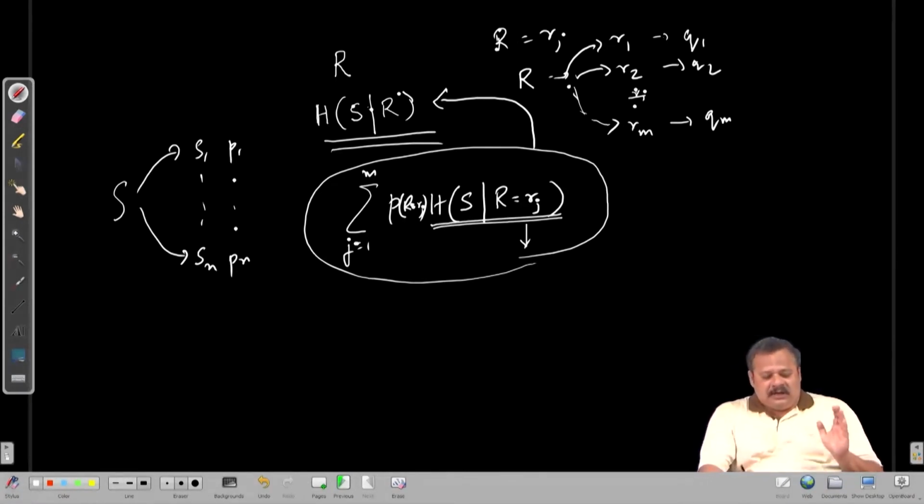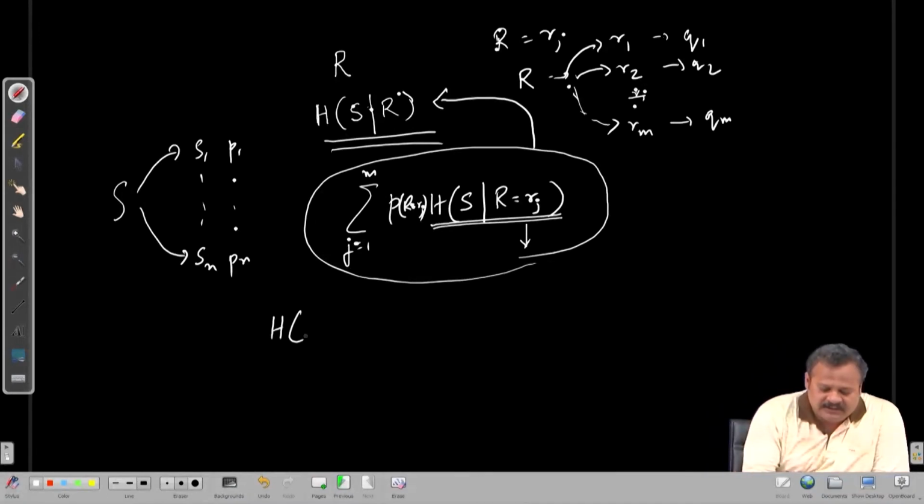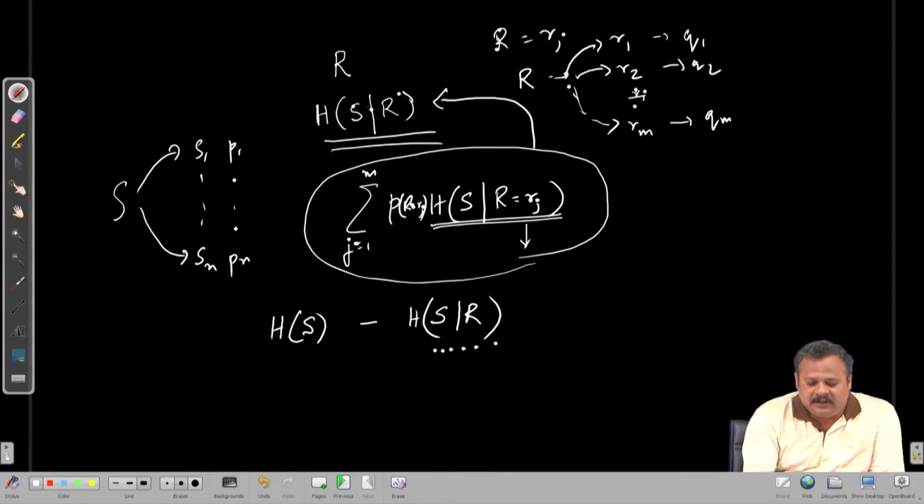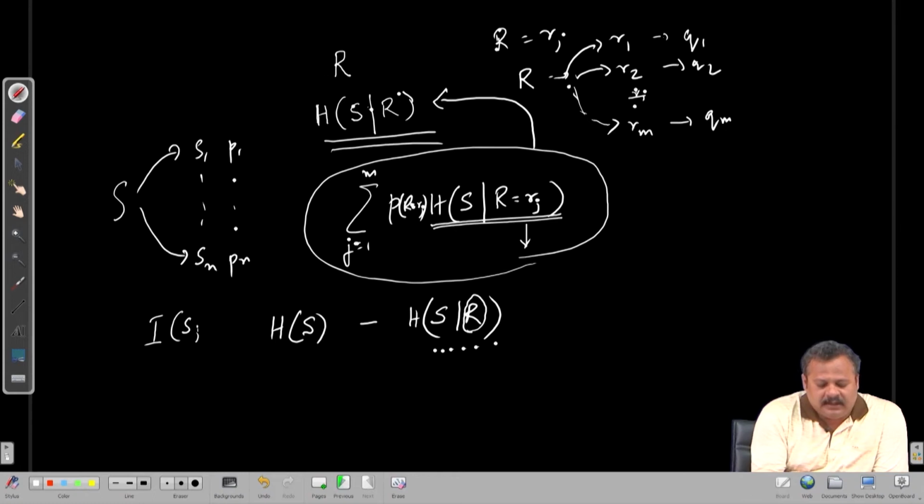So, we started with the idea that the stimulus has an uncertainty H of S, and once we observe the response R, the uncertainty in the stimulus, H of S given R, is the uncertainty remaining in S once R is observed. The difference between the two is the uncertainty of S that is reduced by knowing the response R, and that is what we call the mutual information between S and R.